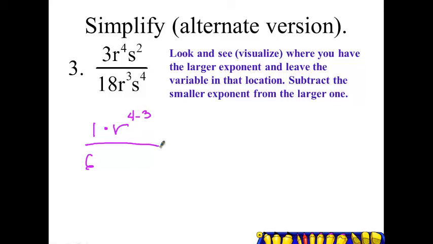If you look at s, the exponent of s in the denominator is larger compared to the exponent of s in the numerator. So s will stay in your denominator, and then subtract the smaller exponent. You will have 4 minus 2. So you will have 1 times r raised to 1, which is just r, then 6 times s raised to 2. So we were able to get the same answer using this alternate method.